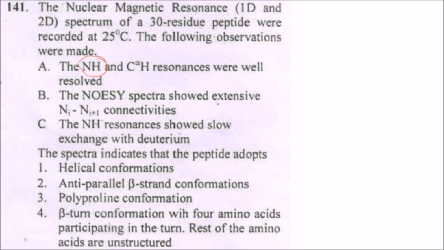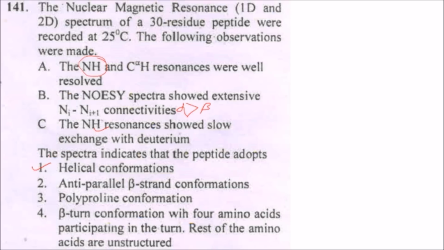The NOESY spectra showed extensive NOEs between residue i and i plus 1, because this is a special characteristic of the alpha helix, and it is more extensive in the case of the alpha helix when compared with that of the beta sheet. Again, the NH resonance shows slow exchange with deuterium. It is so because H will be exchanged with deuterium. And the answer is helical conformation.